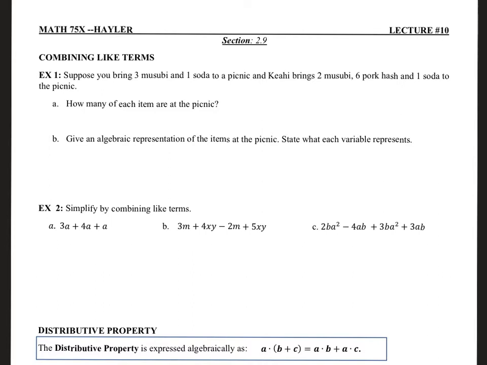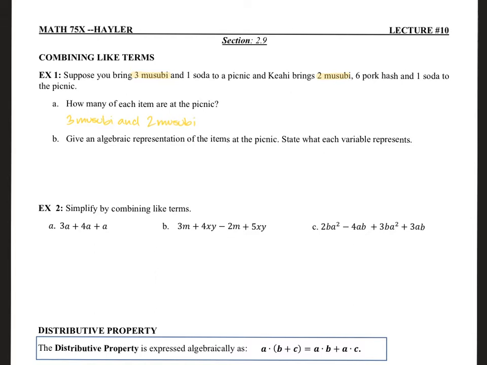So our first problem. Suppose you bring 3 musubi and 1 soda to a picnic, and Keahi brings 2 musubi, 6 pork hash, and 1 soda to the picnic. How many of each item are at the picnic? Well, let's go ahead and figure out what different types there are. We have 3 musubi, and then 2 more musubi. Let me go ahead and write this down. So we have 3 musubi and 2 musubi.